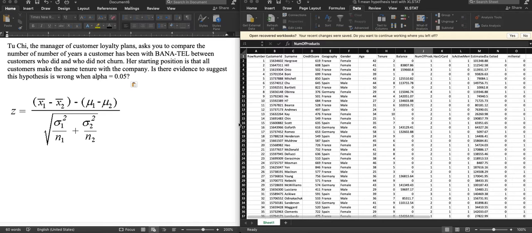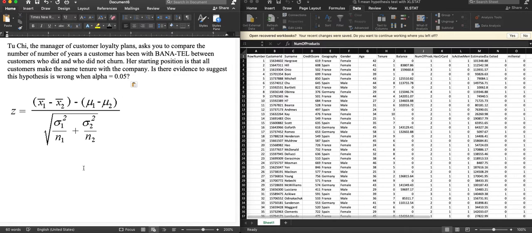We have a manager named Tucci. She's the manager of customer loyalty plans, and she asks you to compare the number of years a customer has been with BANATEL between customers who did and who did not churn. Her starting position is that all customers have the same tenure with the company. Okay, so it doesn't really matter if you churned or not, your tenure is the same.